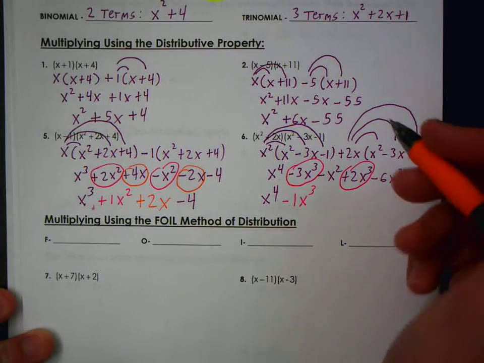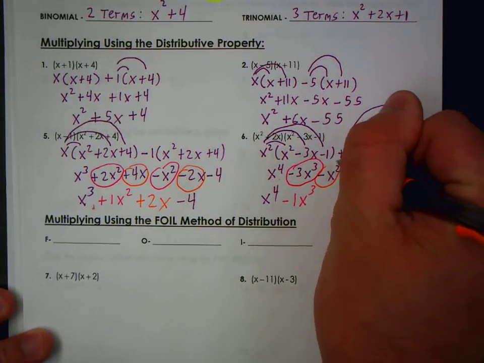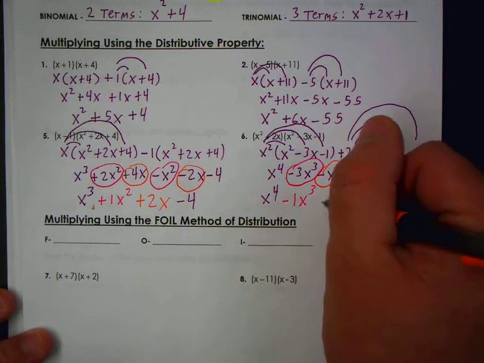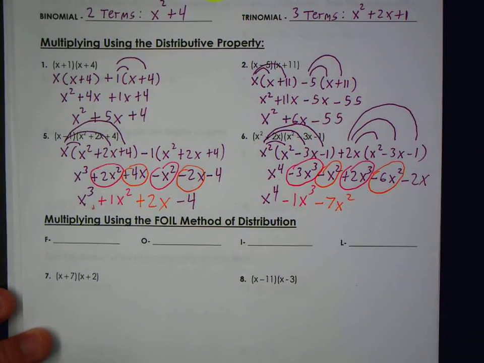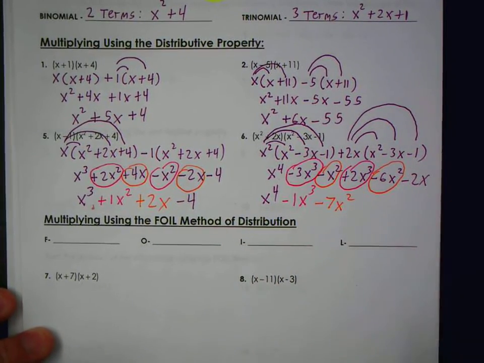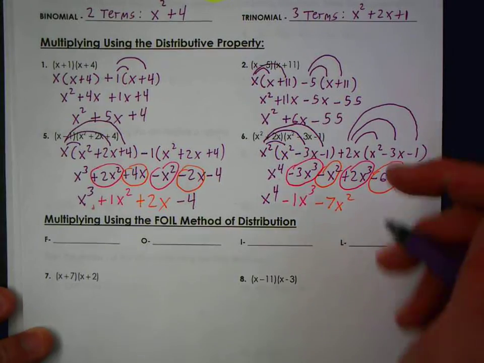And then I have my squares. I have a negative 1x squared and a negative 6x squared, which makes negative 7x squared. So I went 4, 3, 2. Next is to the first power, which is a minus 2x.